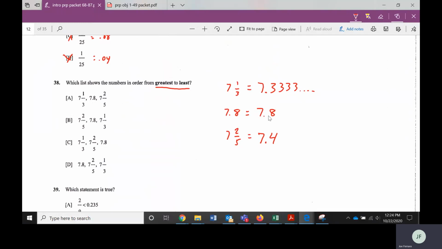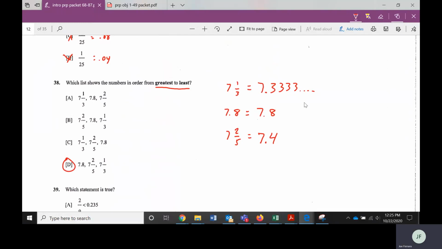So now when you have them all in decimal form, it wants greatest to least. So the greatest number is 7.8. So we got to look here. The first number should be 7.8. Now they made this easy for us. The only one that has that first is letter D. Okay. Now, if you want to double check, the next biggest one is 7.4, which is 7 2/5. Yep. And then the smallest one, 7.3 repeating.